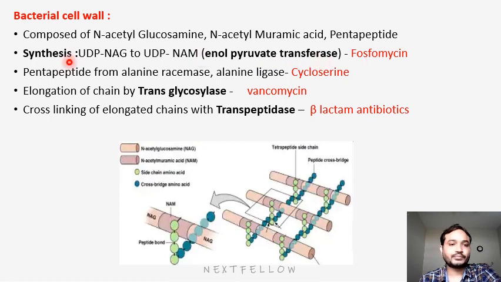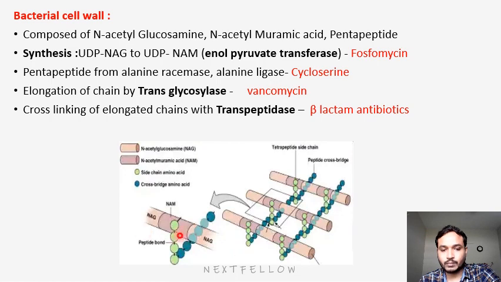Next, UDP NAG, that is N-acetyl glucosamine, and N-acetyl muramic acid are formed. Now we need pentapeptide for cell wall synthesis. That pentapeptide is formed with the help of alanine racemase and alanine ligase. Now, if you see the picture here, this is the bacterial cell wall. It consists of N-acetyl glucosamine and N-acetyl muramic acid, and it forms along like this.